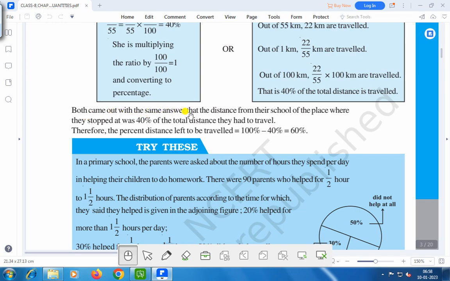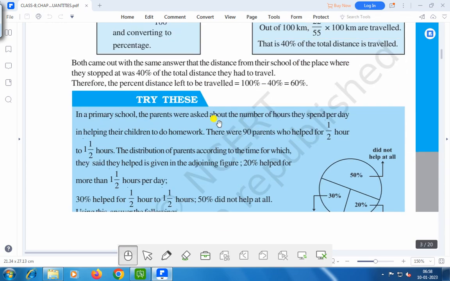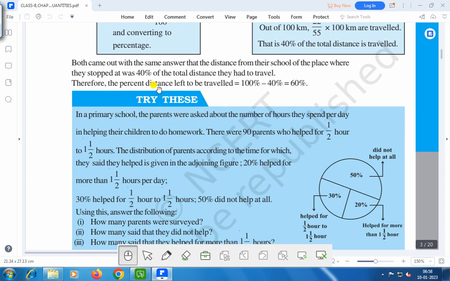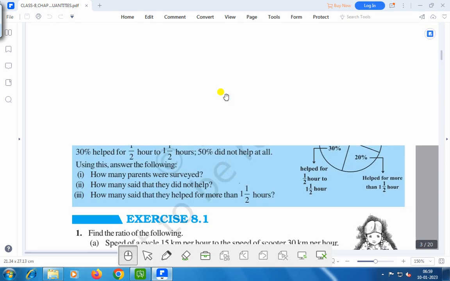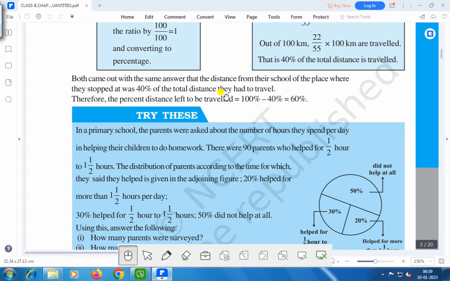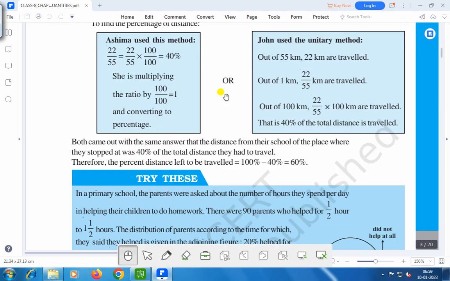Both came out with the same answer, that the distance from the school of the place where they stopped was 40% of the total distance they had to travel. Therefore, the percent distance left to be traveled is 100% minus 40%, that is 60%. In this way, you can compare the quantities either by the unitary method or by ratio.